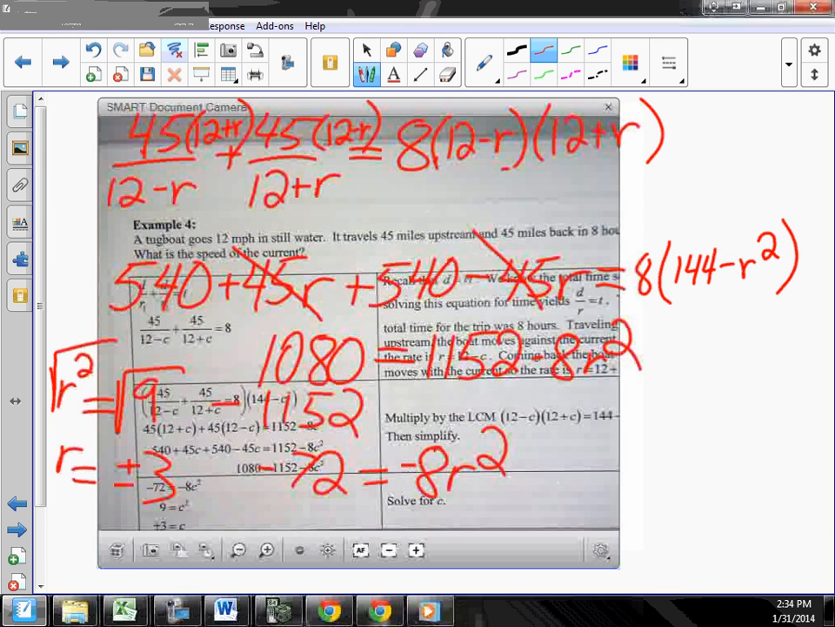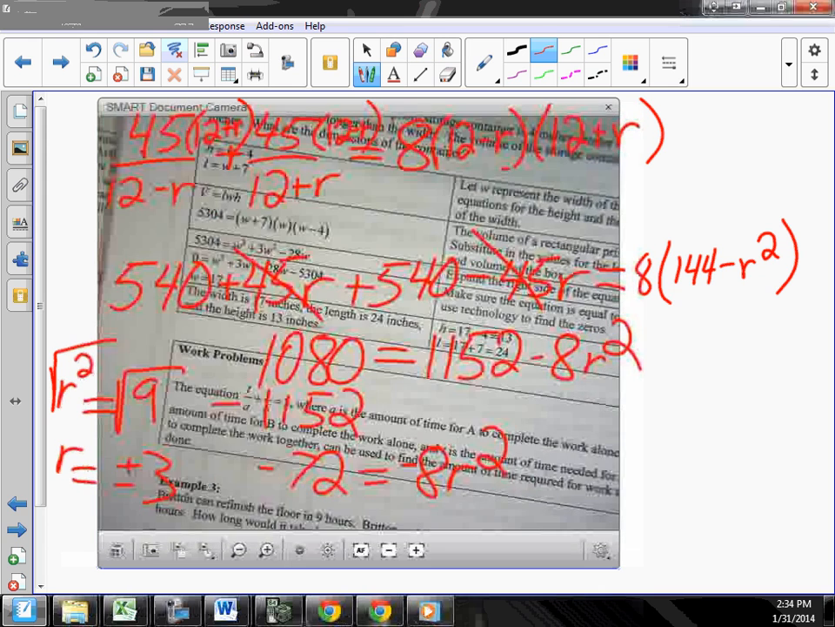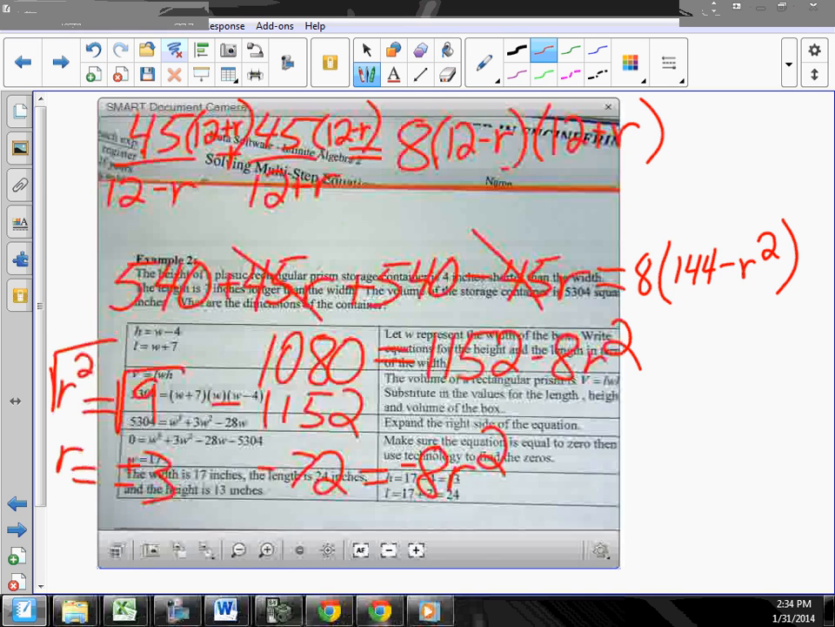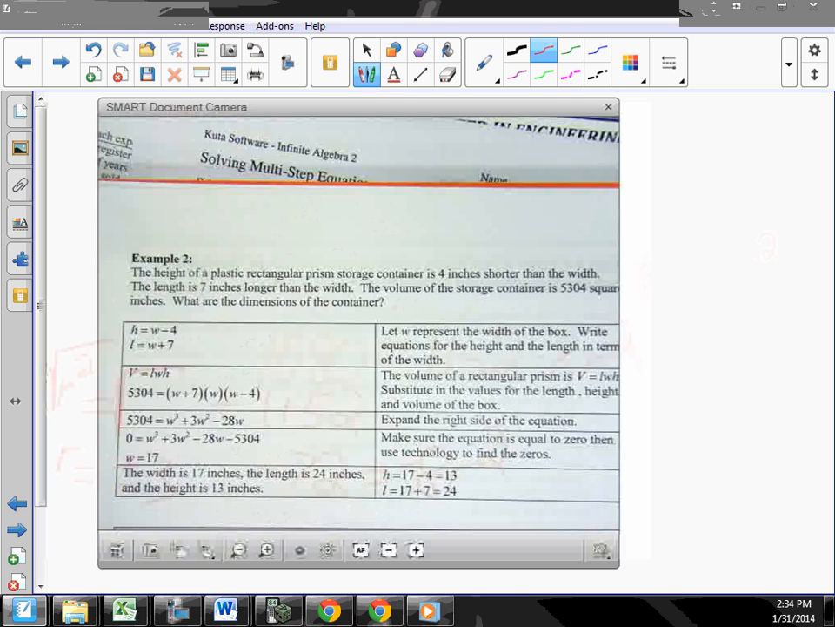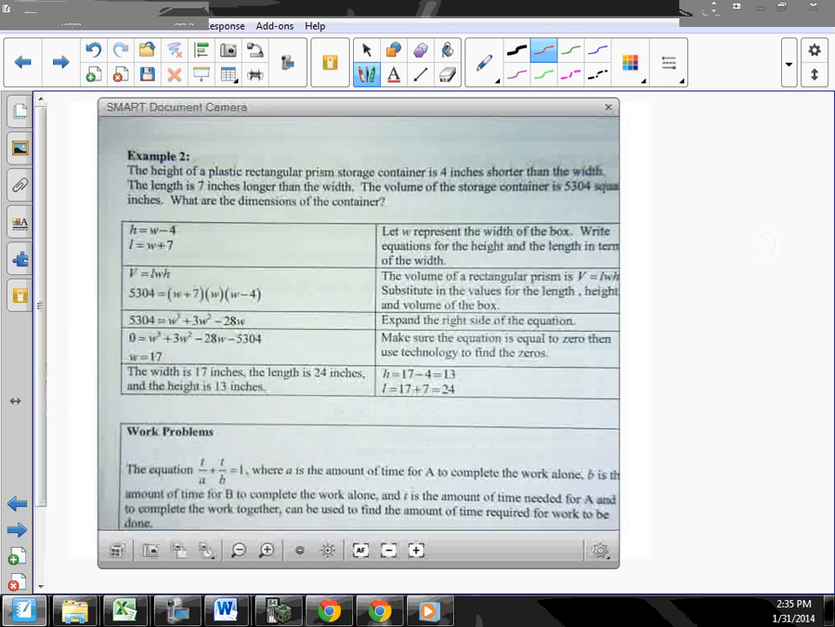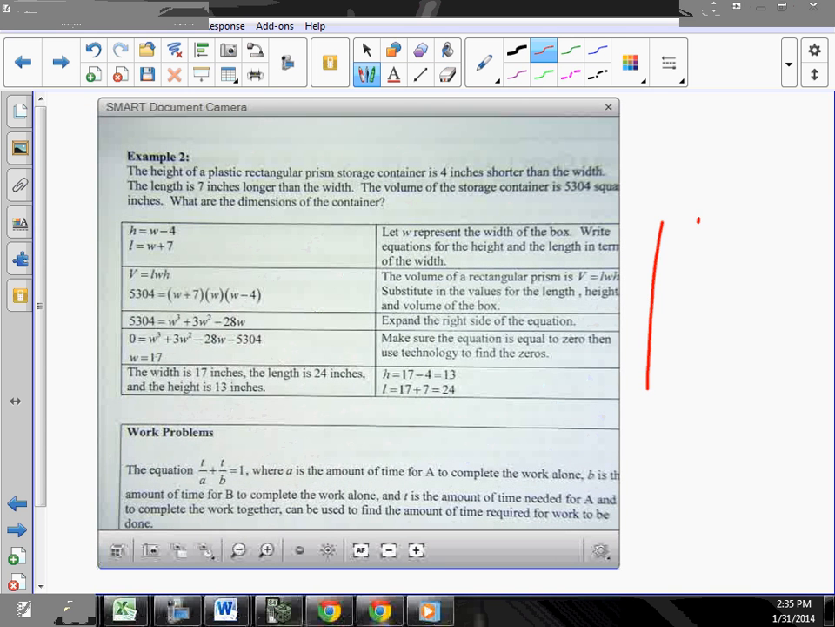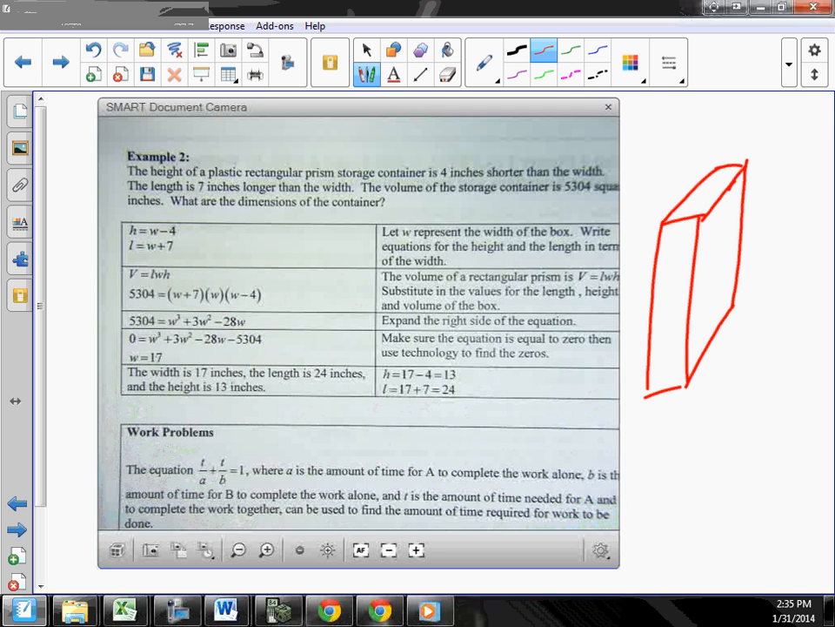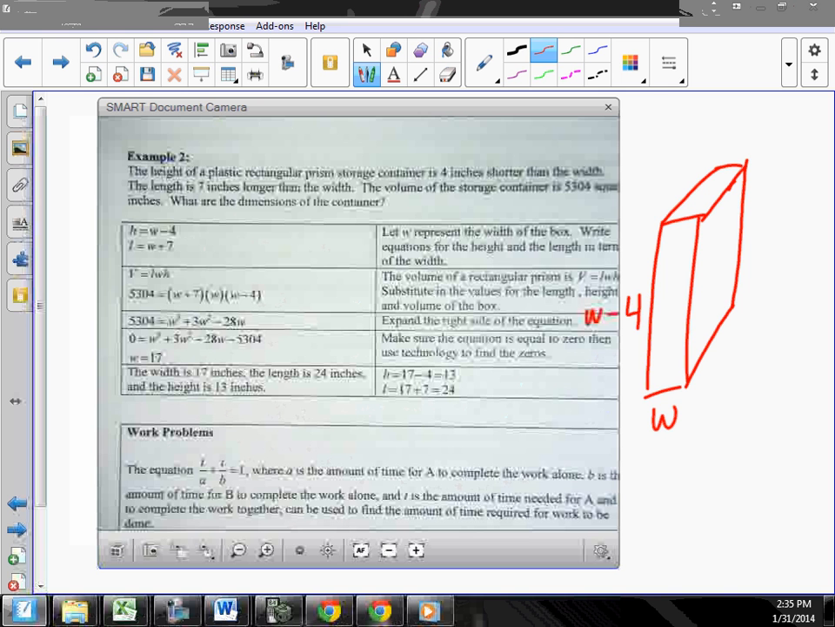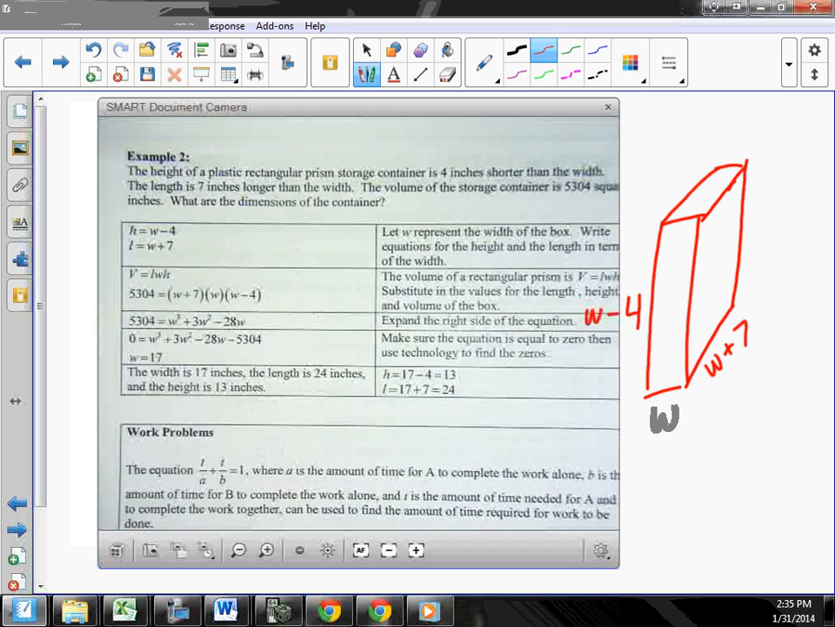All right, let's go back to that example that we skipped. Example 2. The height of a plastic rectangular prism is 4 inches shorter than the width. So if I call this W, then the height is W minus 4. The length is 7 inches longer than the width. So this piece here is W plus 7. And the volume is 5304.